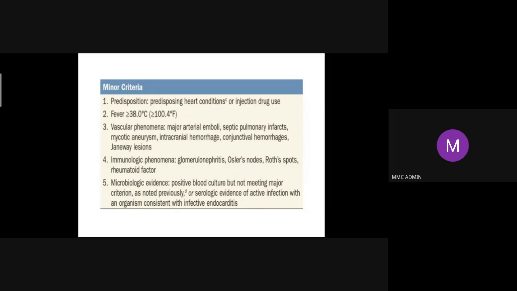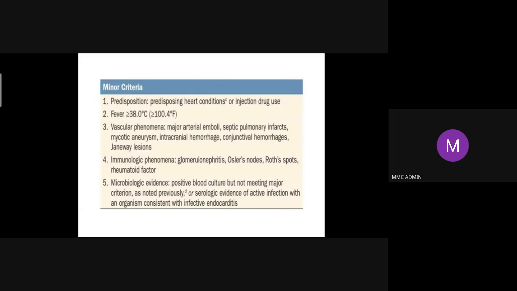Mycotic aneurysm is nothing but, due to the infection of the vessels, the blood vessels get dilated. It is a false term. It's not a fungal aneurysm; it's not caused by fungus. It is due to bacterial infection of the blood vessel. Then intracranial hemorrhages may occur. Conjunctival hemorrhages may occur. Janeway lesions; I will show the pictures in the further slides. These are the vascular phenomena.